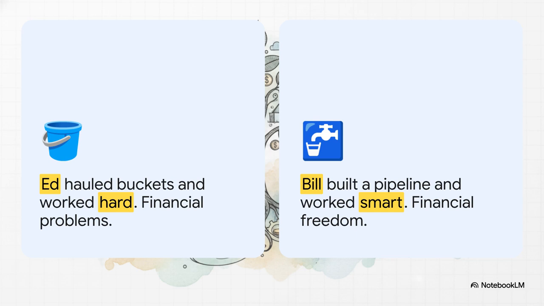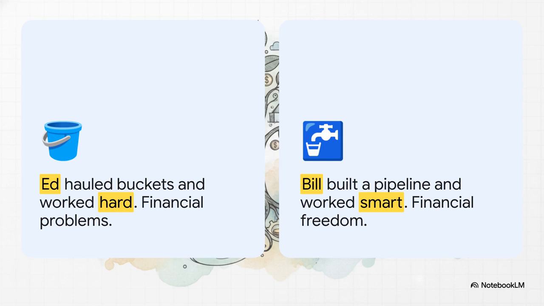But the second contractor, Bill, completely disappeared for 6 months. When Bill finally returned, he didn't bring buckets. He brought a whole construction crew. He built a massive stainless steel pipeline directly into the village. Bill's system delivered clean water 24 hours a day, 7 days a week, and he hardly had to work at all. Ed, unfortunately, just kept hauling buckets and dealt with financial problems forever. Bill built a pipeline, worked smart, and hit financial freedom.